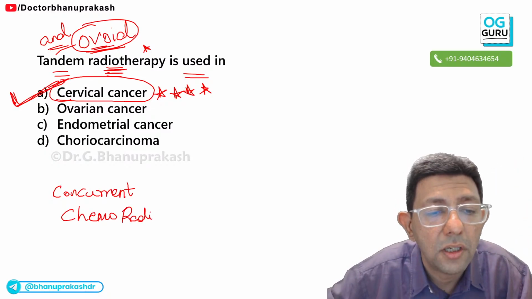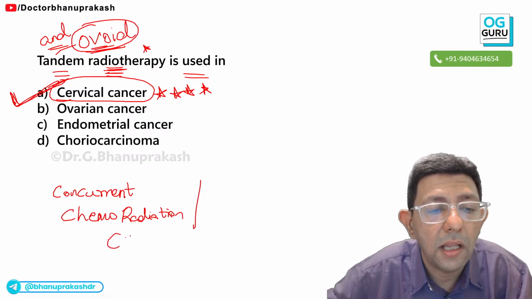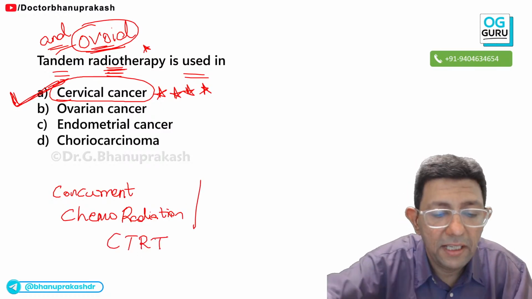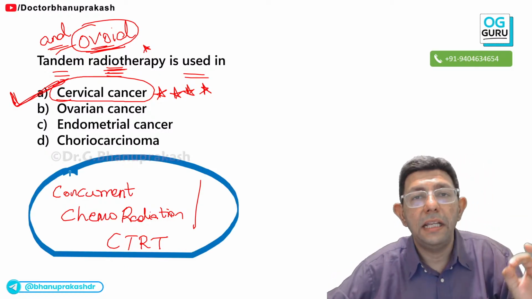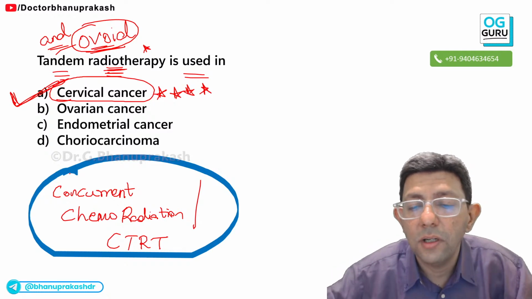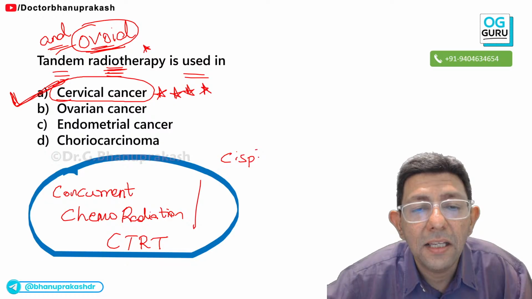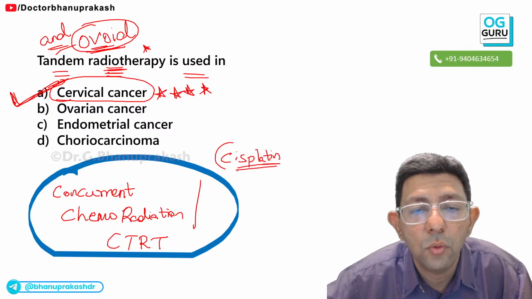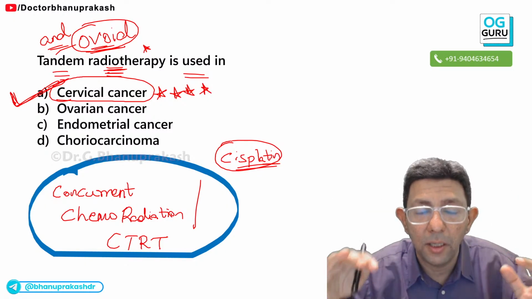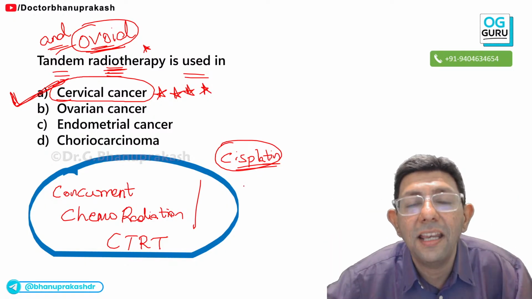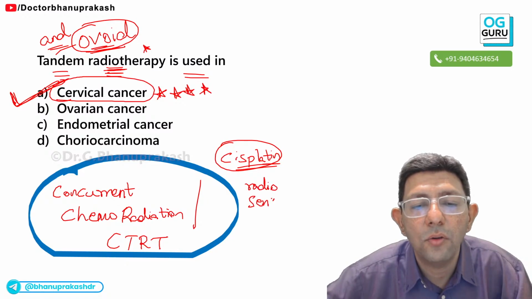Concurrent chemoradiation का मतलब क्या है? Concurrent chemoradiation, also called as CTRT, very important. Concurrent chemoradiation और CTRT, इसमें क्या करते हैं my dear student? Yes, very good Zenith. Cisplatin is also given to the patient as a, it is a chemotherapy, but we don't directly give chemotherapy. Cisplatin is given over here as a radiosensitizer.